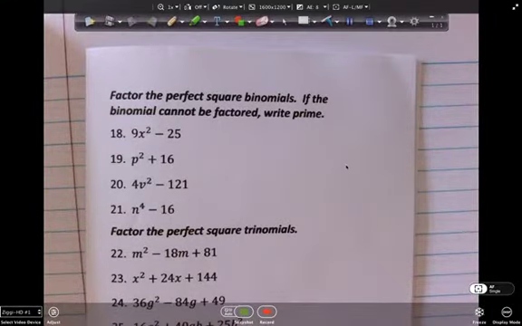For number 18 through 21, it says factor the perfect square binomials. If the binomial cannot be factored, write prime. For this video, I'm going to work number 18, 19, and 21.